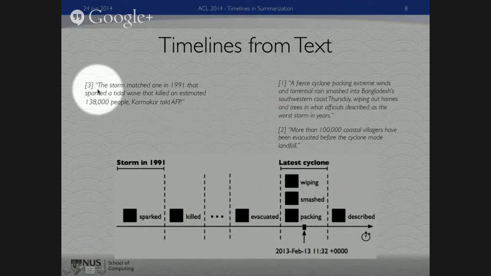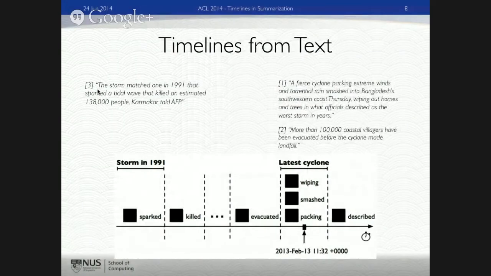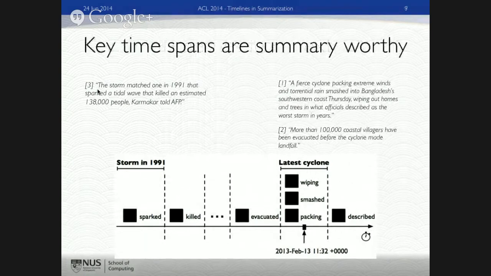We saw this in Janara's work too, where she said there's cell phones, about people's cell phones going off. This is not really that important. So what we'd like to be able to do is use temporal information that's in the articles themselves to know that that's not important, to rule that out. So the key thing that I want you to remember today is that key time spans are summary worthy.